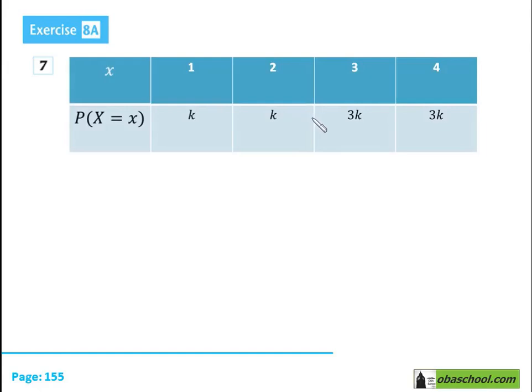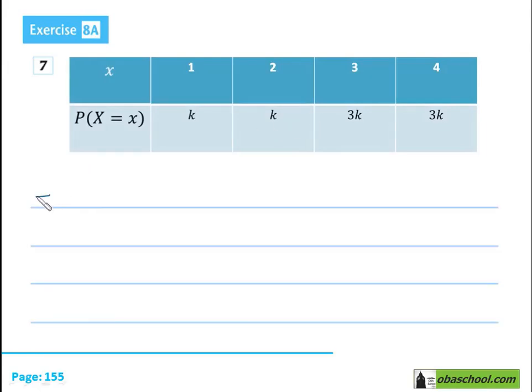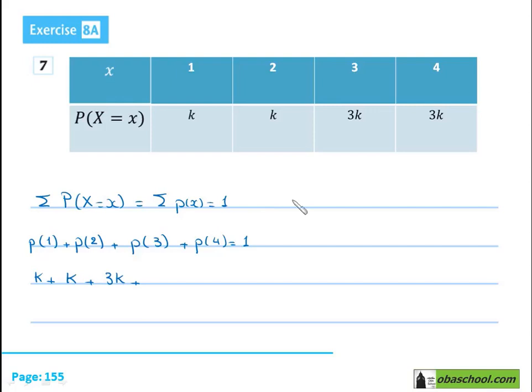Now we need to find the constant, which is k. We will use the property that the summation for the probability of capital X equals x, or summation for small p of x, equals 1. So probability of x is 1 plus probability when x is 2 plus probability when x is 3 plus probability when x is 4. All of this is equal to 1. Probability of 1 is k plus probability of 2 is k plus probability of 3 is 3k plus probability of 4 is 3k. All of this is equal to 1.